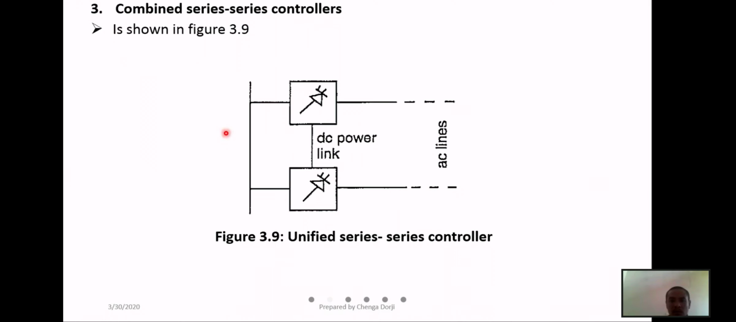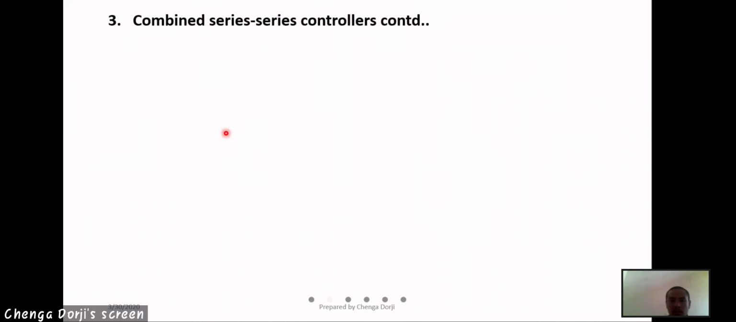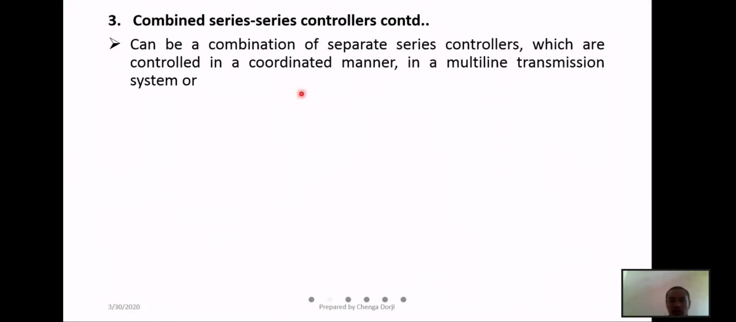Then it can be a combination of this one separate. This one you are having, just you can go through it, or it can be a unified controller as shown in figure 3.9. So that we have seen. So you can just see this one. This is a unified one from one bus, then you're directing to the other one.